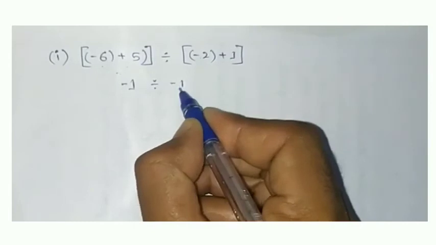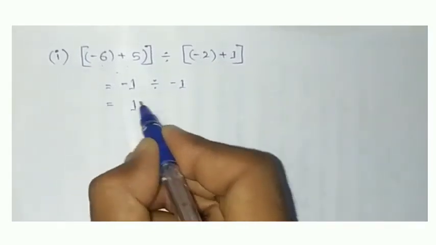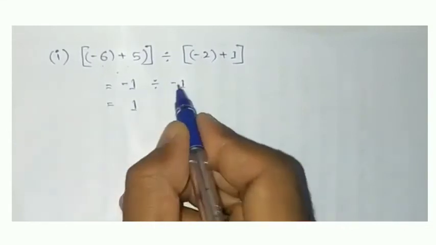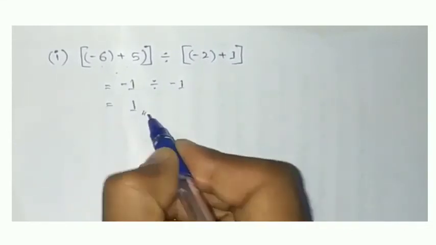What we got? Minus 1. So minus 1 divided by minus 1, here we will get plus 1, because minus into minus, minus by minus, we will get plus, and 1 divided by 1 is 1. So the answer is 1.